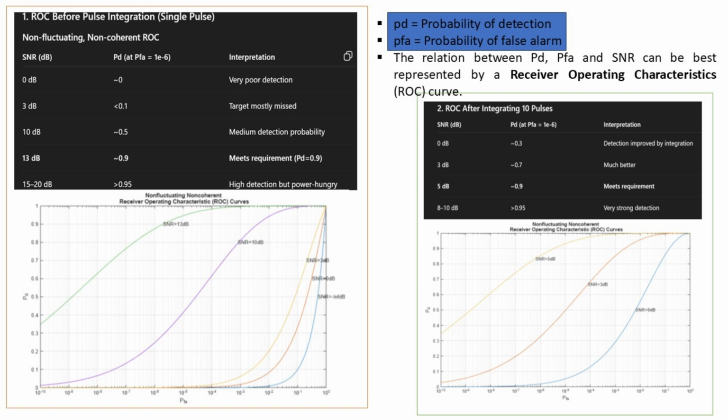Hi all, now we are going to see understanding ROC curves, PD, PFA, SNR, and pulse integration.